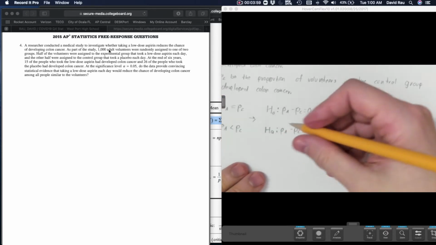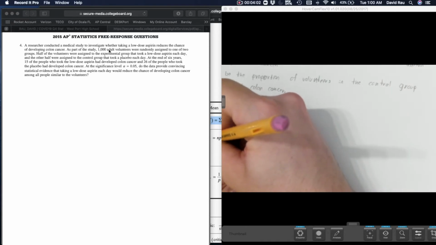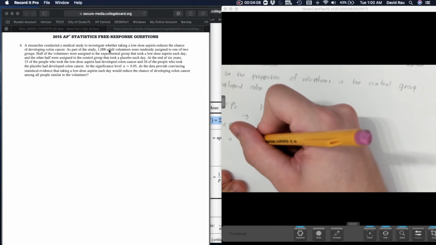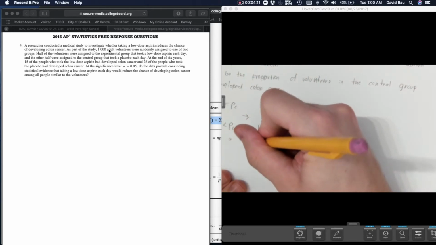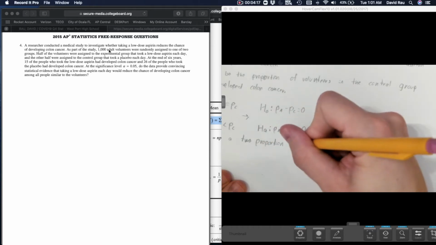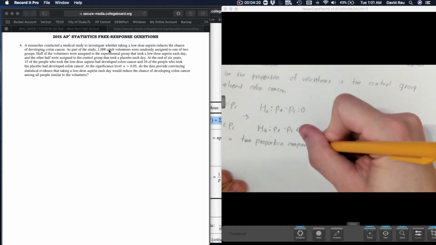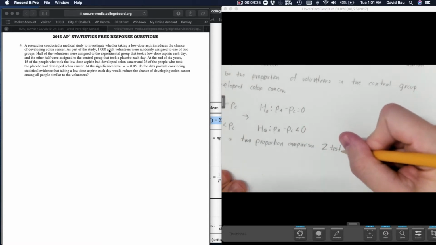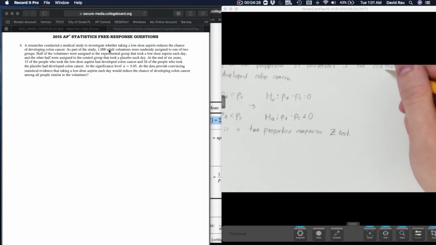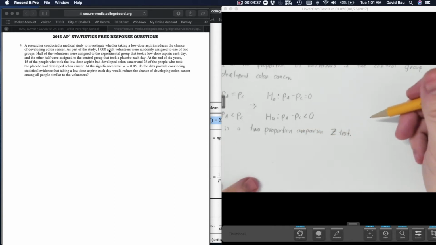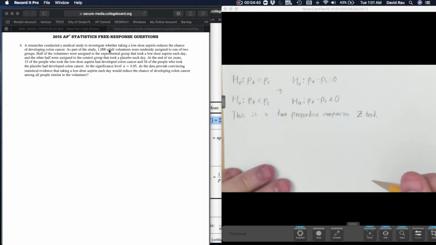Now, what is this? This is a two proportion comparison z-test. All right, so we are comparing two proportions. We're seeing how alike or different they are, and that is always a z-test if it's proportions. If it's means, you can pretty much guarantee it's always going to be a t-test. Okay, anyways, so let's check the conditions.